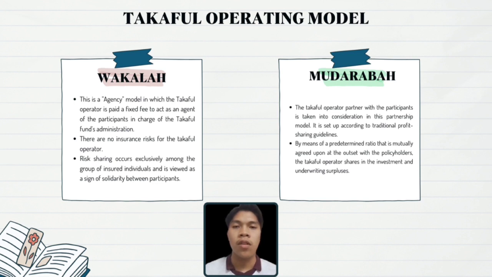Mudharabah model. The takaful operator partners with the participant in this partnership model. It is set up according to traditional profit sharing guideline. Like traditional insurance, a contract specifies how underwriting surplus and investment are divided between operator and participant, by means of a predetermined ratio mutually agreed upon at the outset with the policyholders. The takaful operator shares in the investment and underwriting surplus.